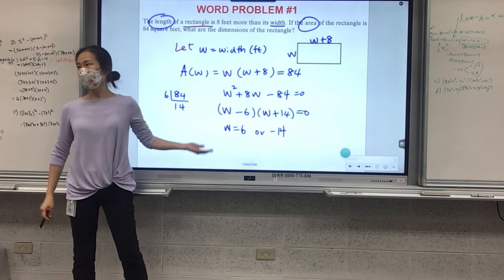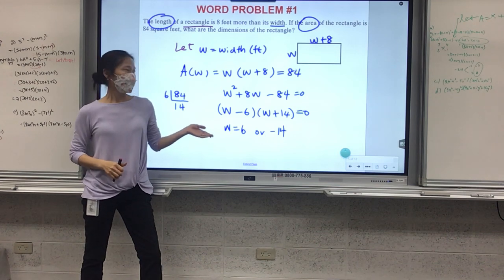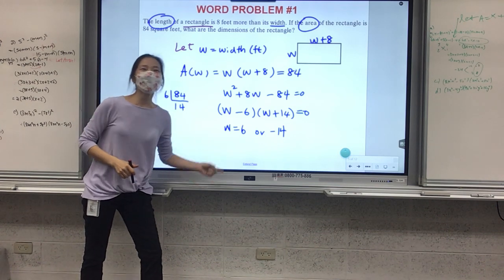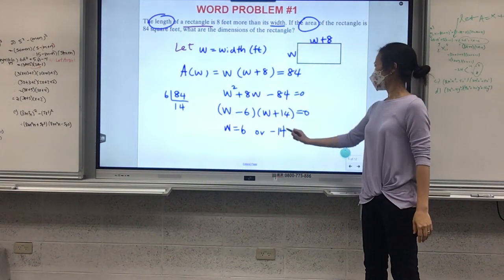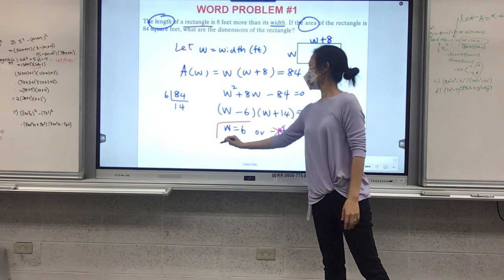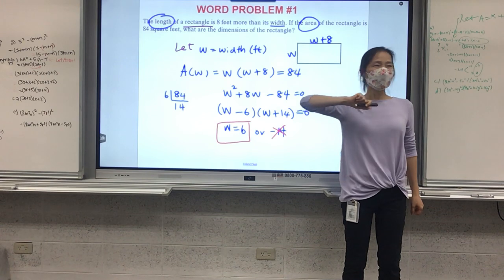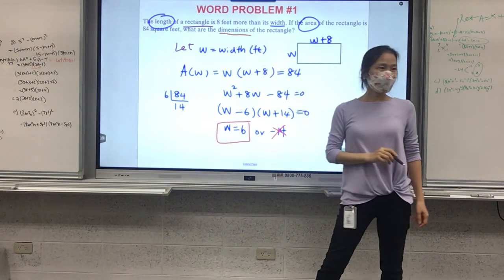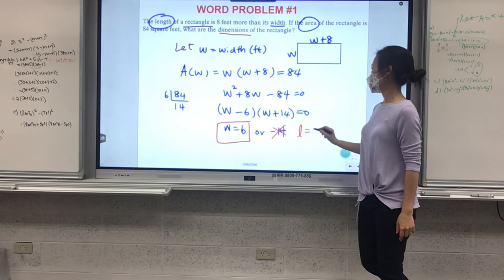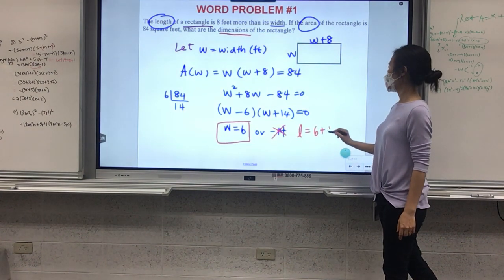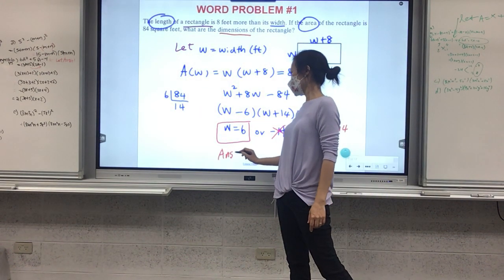So what do you think? In a word problem, we need to consider the context. W only equals 6, because the width cannot be negative. What is the question asking about? Just the width? They are asking for the dimensions. So when W is 6, the length is 6 plus 8, which is 14.